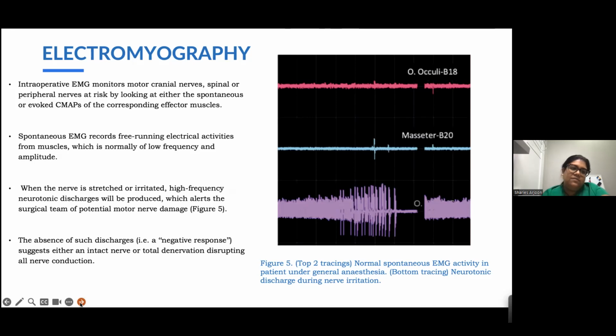The absence of such discharges, that is a negative response, suggests either an intact nerve or total denervation disrupting all nerve conduction. So the top two tracings in the picture show the normal spontaneous EMG activity in the patient under general anesthesia, and in the bottom tracing, there's neurotonic discharge during nerve irritation.